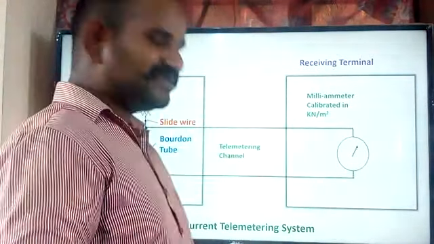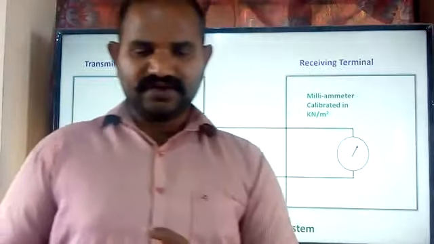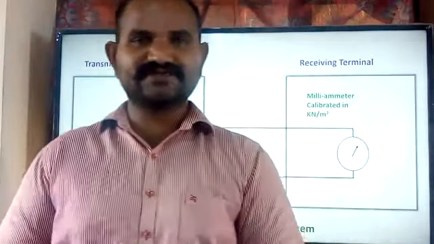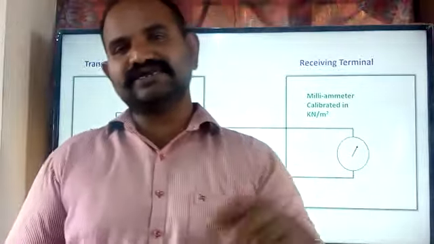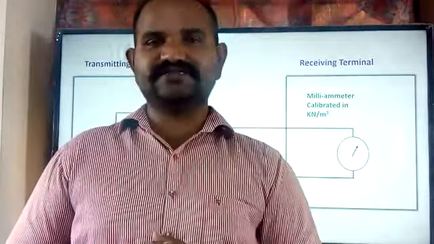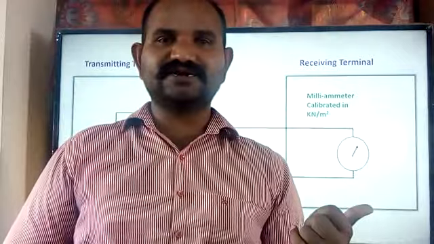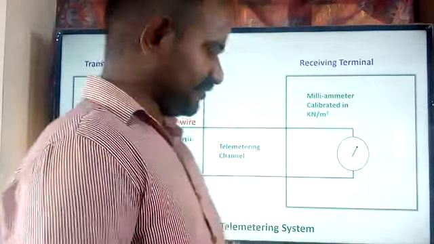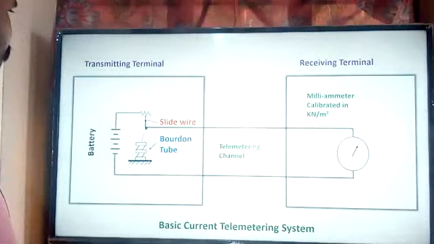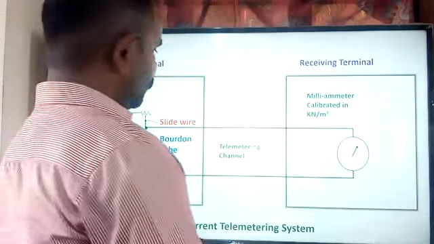But as technology has improved, the basic current telemetry system is further divided into two types. One is the motion balance current telemetry system, another one is the force balance current telemetry system. Let us go on to define the motion balance current telemetry system.